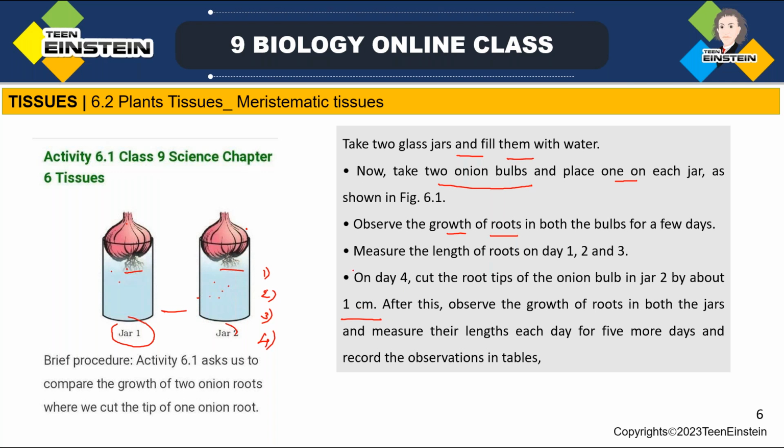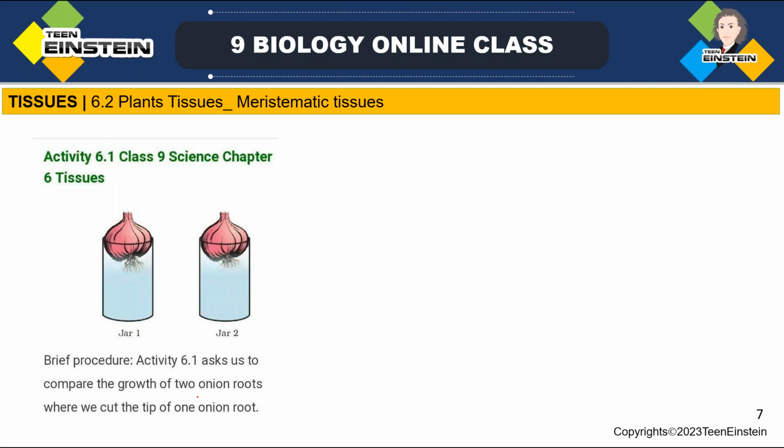Then again you place both onion bulbs there, and the growth continues. You need to continue your observations. Observe the growth of root in both the jars and measure the length for another 5 days. Then you need to make the observations. So here, see, after cutting, first day, suppose you are making a table.